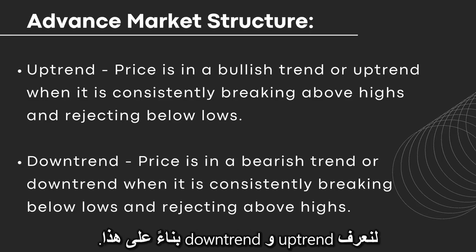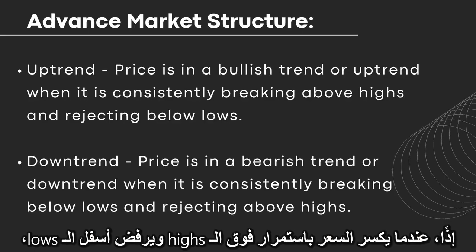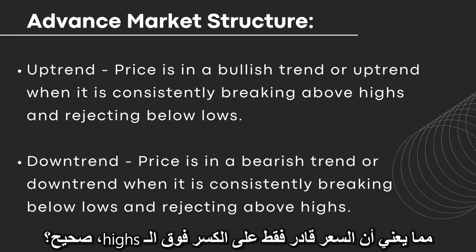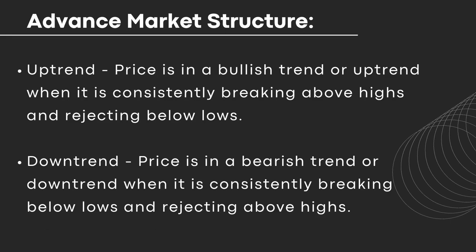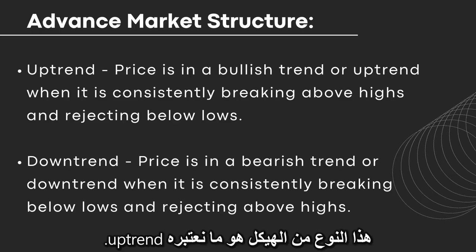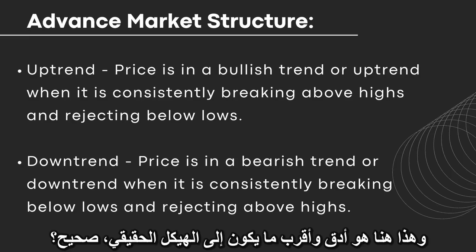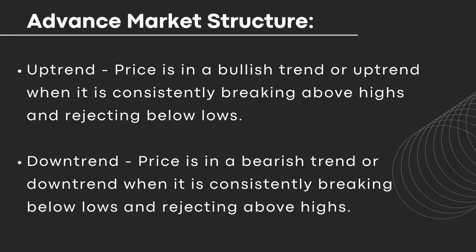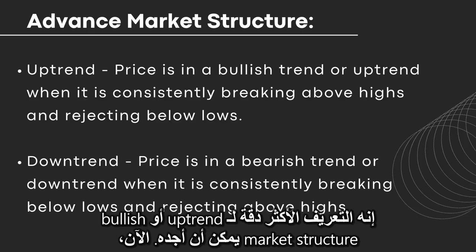Now let's define an uptrend or a downtrend based on this. When price is consistently breaking above highs and rejecting below lows, which means that price is only able to break above highs, and when it comes to lows, it's only able to reject them and unable to displace below those lows, then this type of structure is what we deem as an uptrend. This is refined and as close to real structure as it gets. It's the most refined definition for an uptrend or a bullish market structure that I could find.